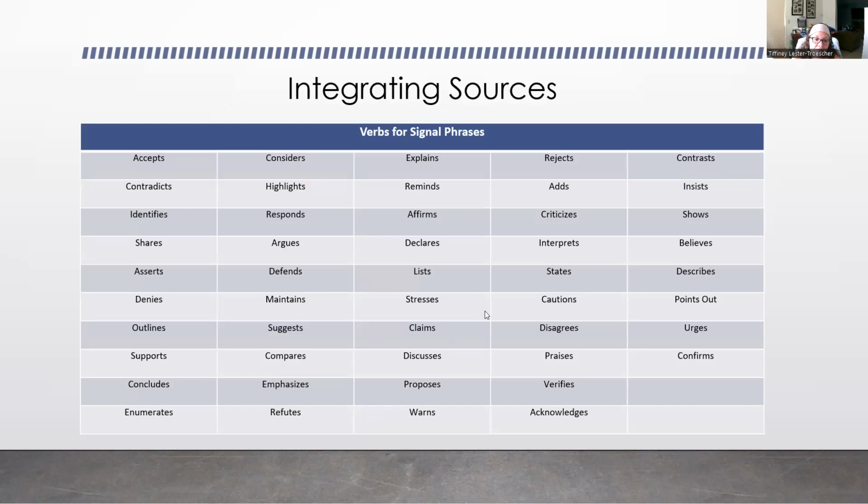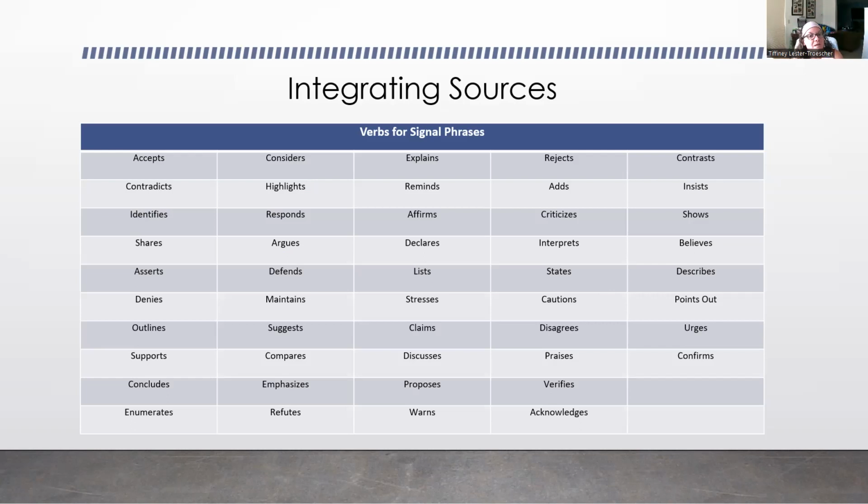All right, and then the last thing I want to go over is a chart here for you to come back to with more verbs for your signal, right? So Smith accepts, or Smith considers, Smith explains, Smith rejects, Smith contradicts, Smith adds, Smith maintains or suggests, right? These are all very common verbs that you can use to help in your signal as you are moving into the summary, paraphrase, or direct quote.